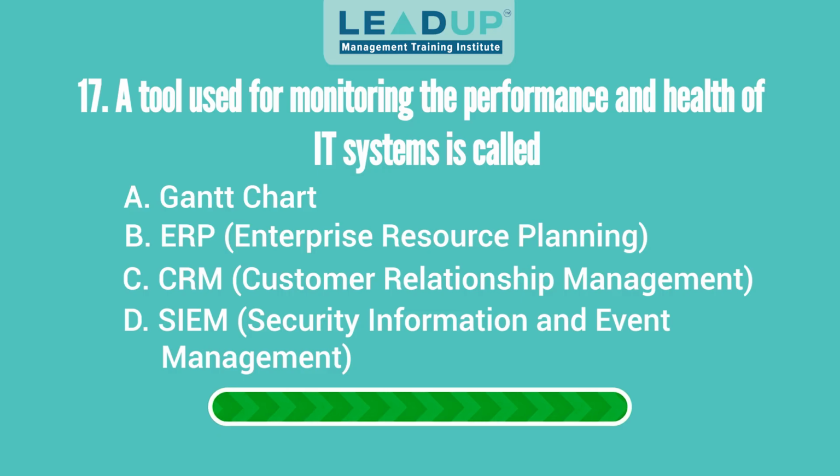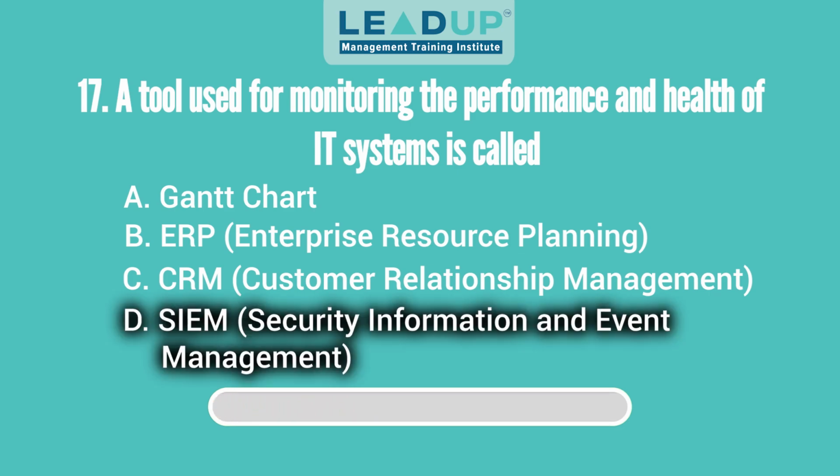Question 17. A tool used for monitoring the performance and health of IT systems is called A. Gantt chart, B. ERP, Enterprise Resource Planning, C. CRM, Customer Relationship Management, and D. SIEM, Security Information and Event Management. Answer: SIEM, Security Information and Event Management.